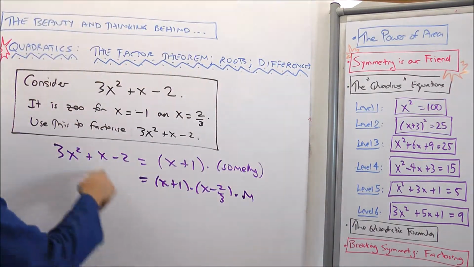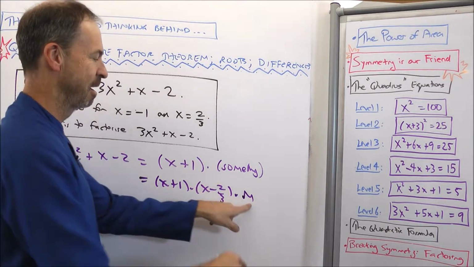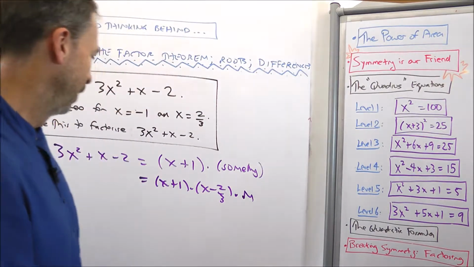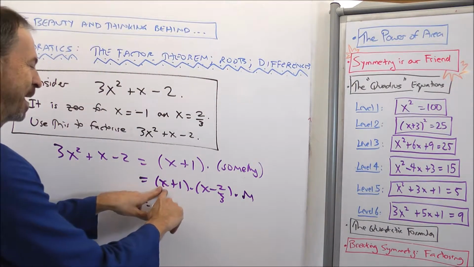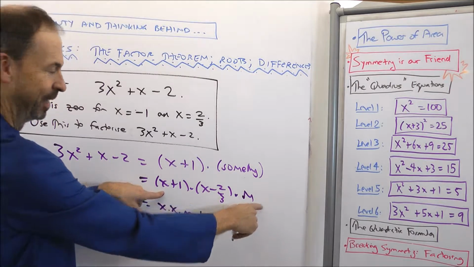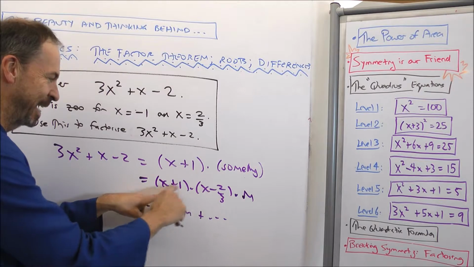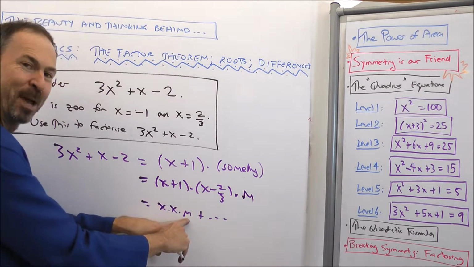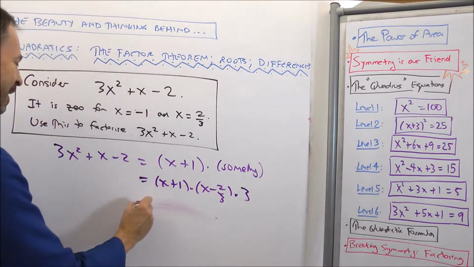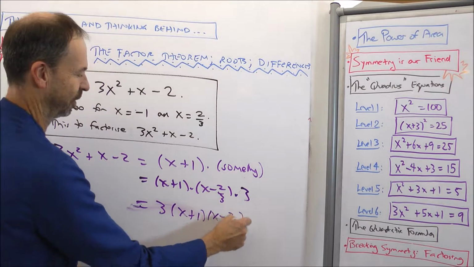All right, so it must be 3x squared plus x minus 2 equals x plus 1, x minus 2/3 times m. Now the question is, what must the number be? Well, if I were to start expanding this, I get x times m plus all the rest of it. But it's meant to be 3x squared. The only way I'm going to get an x squared is x times m. So m better be 3 by logic. So it factorizes as 3 times x plus 1 times x minus 2/3.